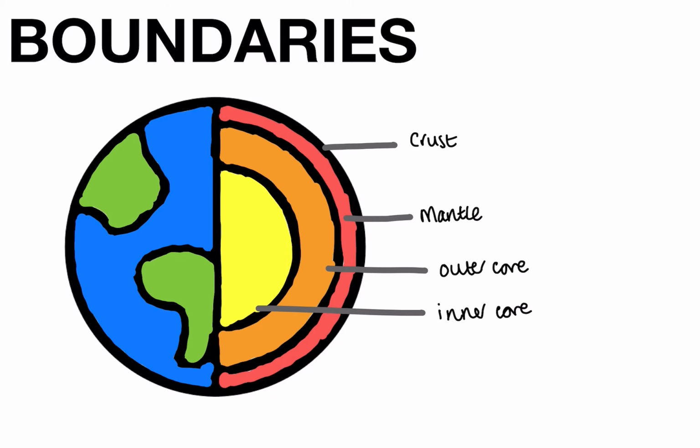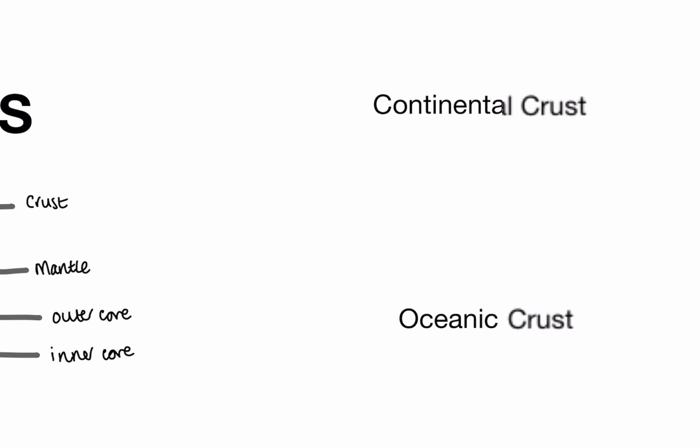So if we take the crust as our first layer and break this down further, we know that we have 2 different types of crust. We have continental crust, and we also have oceanic crust. So thinking about the key differences here between the 2, our continental crust is typically thicker and on average is about 30 to 50 kilometres thick in places.